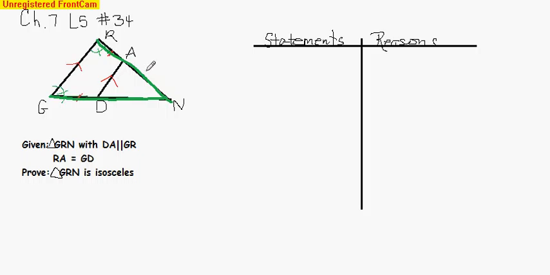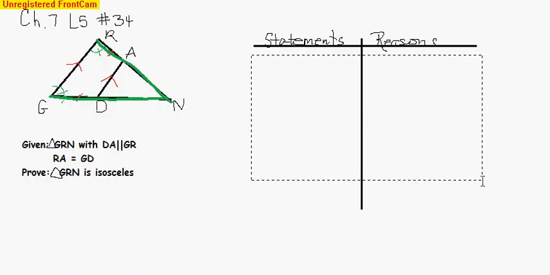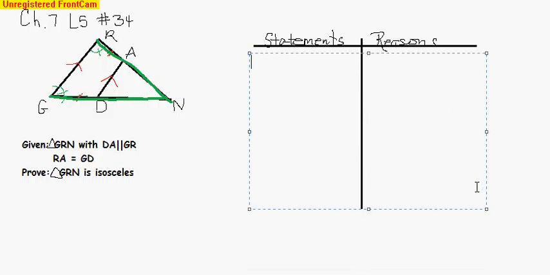So let's type this up real quick. You get the picture, I'm sure, but let's take this up here. The first thing we have is, we'll just leave it green. We'll just use that for triangle. Triangle GRN with DA parallel to GR. And that is given. Because we have DA is parallel to GR, well, let's just do the next given too. RA is equal to GD. Could have done that in one step.